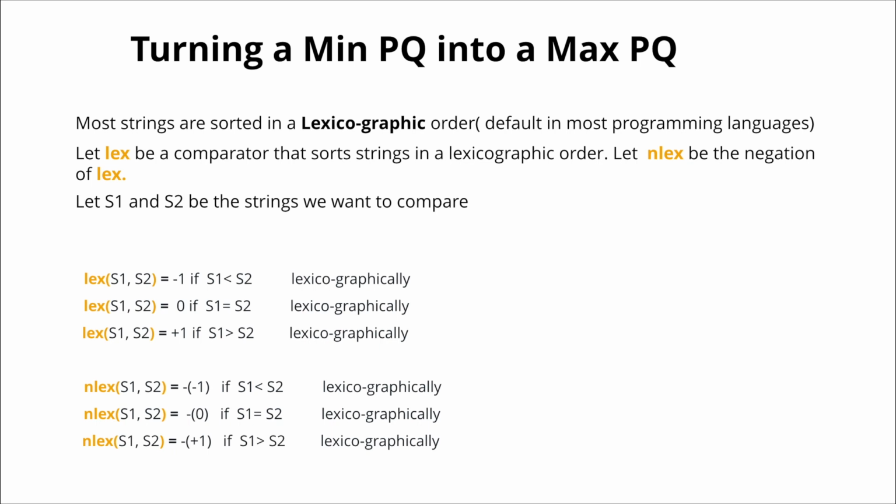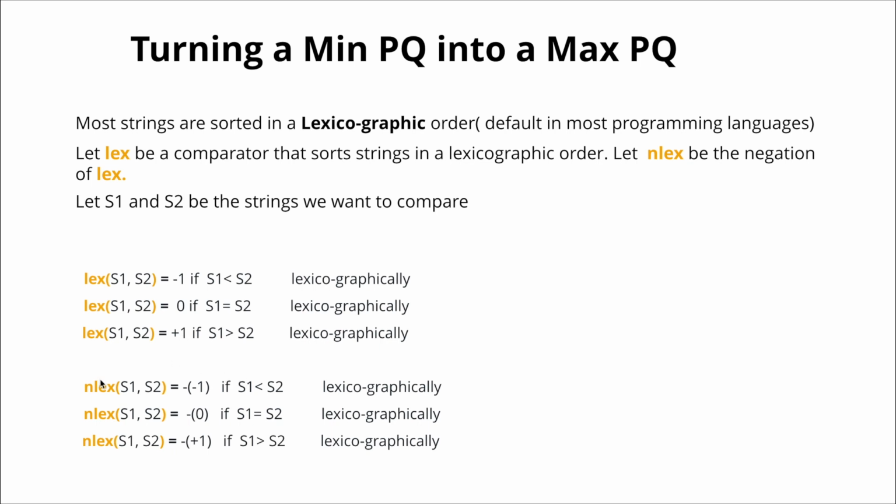Now let lex be a comparator that sorts strings in a lexicographic order, and let NLEX be the negation of lex. So we have two strings s1 and s2 that we want to compare. For lex, if s1 is less than s2, we have -1. If s1 is equal to s2, we have 0. If s1 is greater than s2, we have +1.